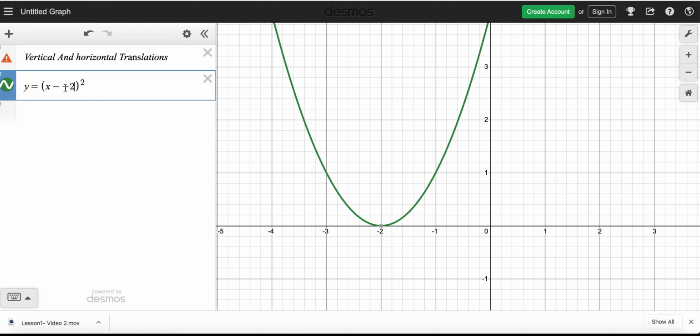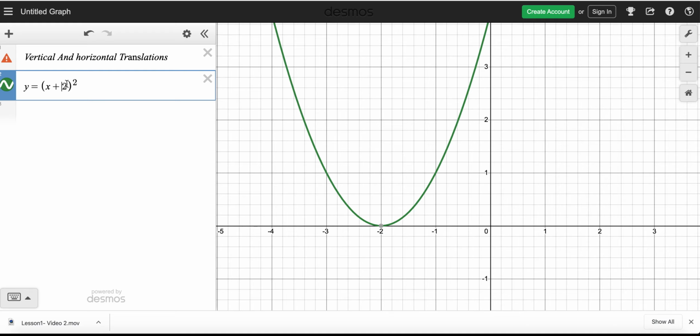So it's x minus negative 2. It just moved, or translated, to the left. Now, technically, we do not write x minus negative 2. We just substitute that by writing plus. And that is shifting the graph to the left or to the right.